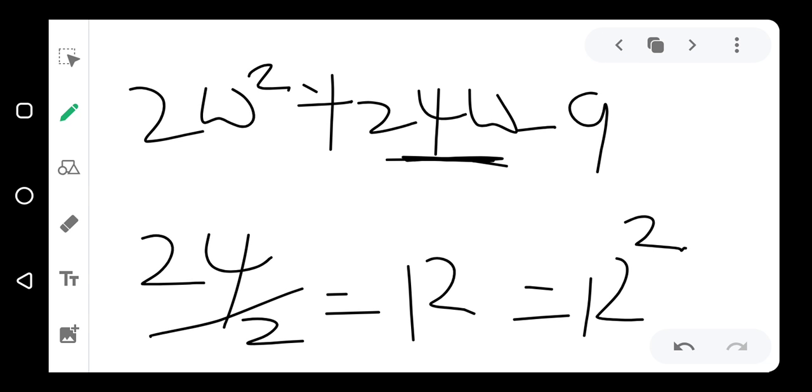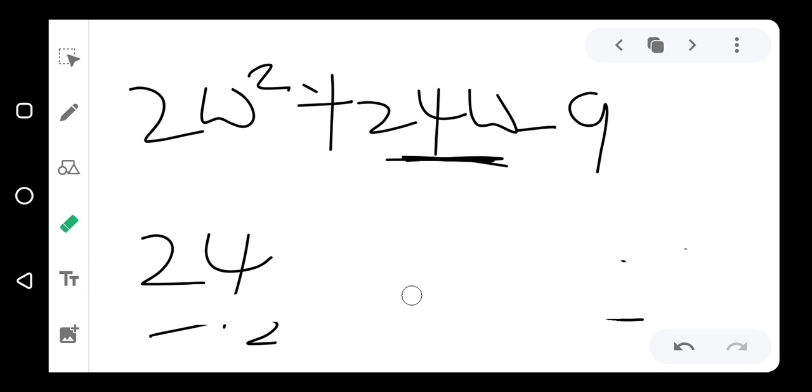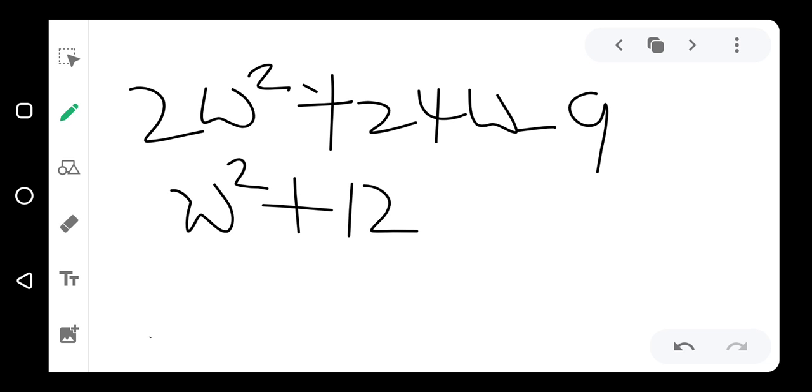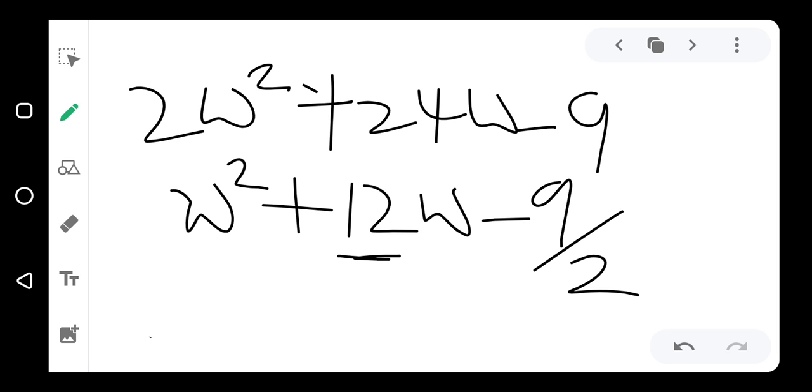but this one we are not going to divide first. Let's first of all make the coefficient of w 1 for us to solve. So we divide through by 2. So we have 2 divided by 2 here, we have w squared plus 12w minus 9 over 2. So we are now taking this 12 as b.